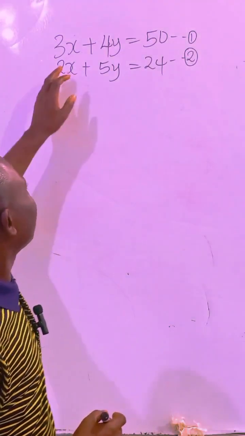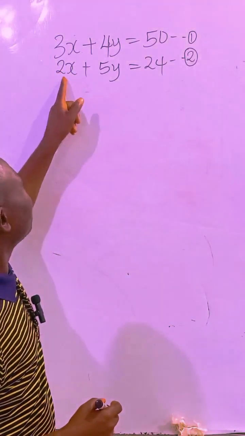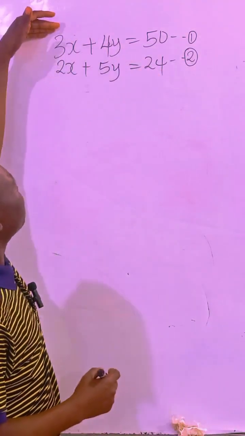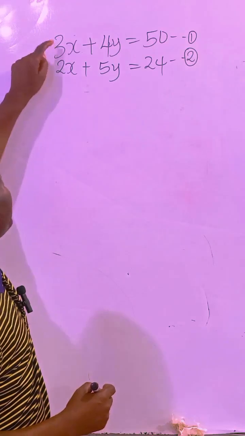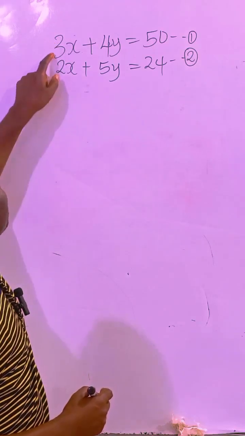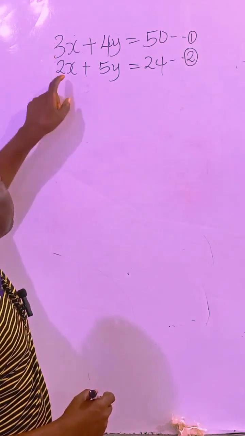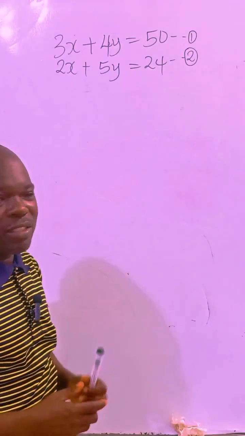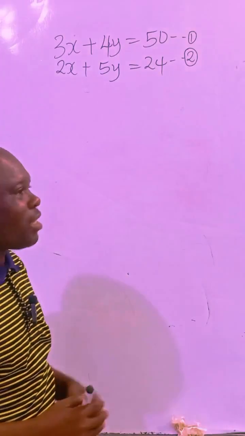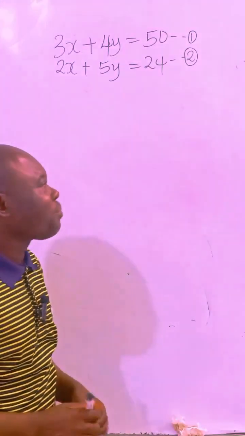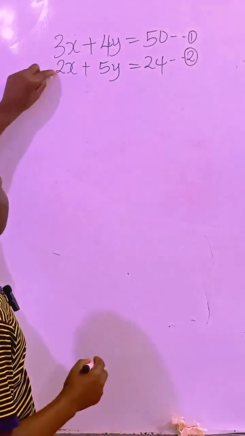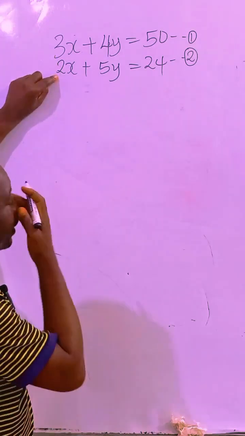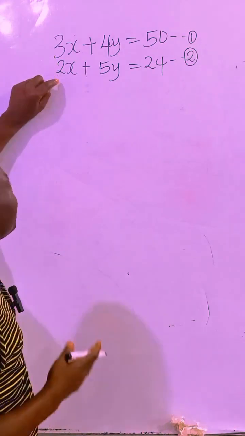What we're going to do now is that we're going to use the coefficient of x in the second equation to multiply the first equation, and then use the coefficient of x in the first equation to multiply the second equation. And after that, we subtract and then we resolve. It becomes simpler. Let's go. So we're going to multiply the first equation by the coefficient of x in the second equation.